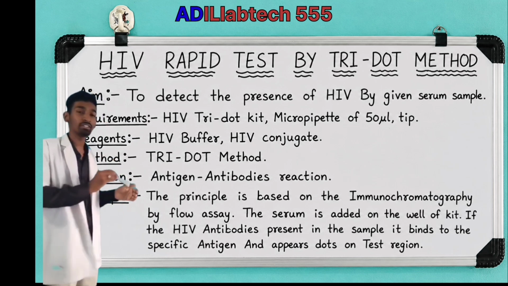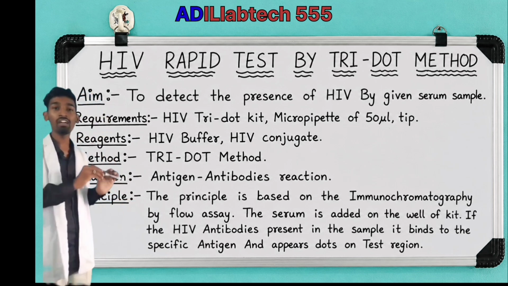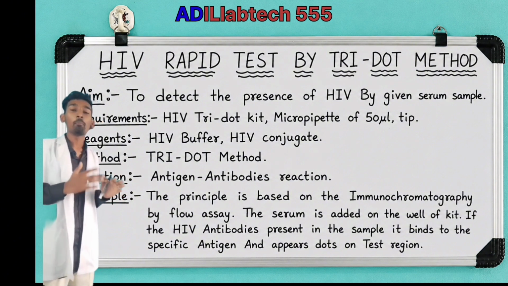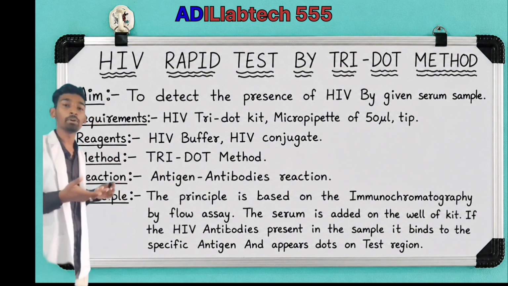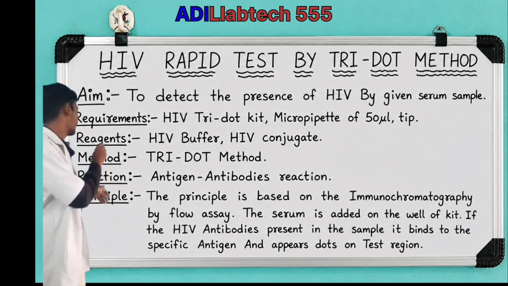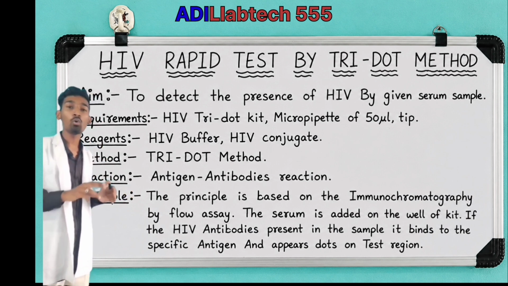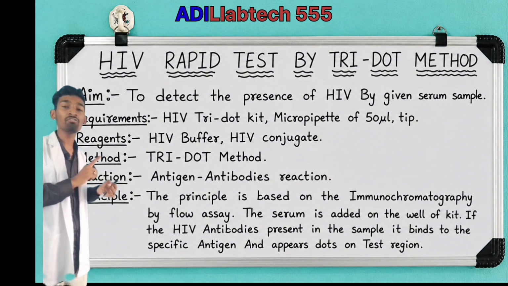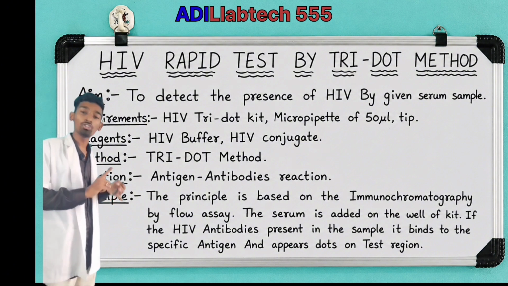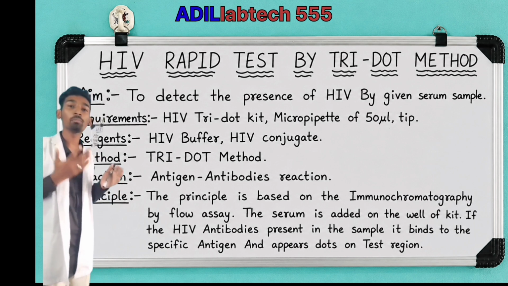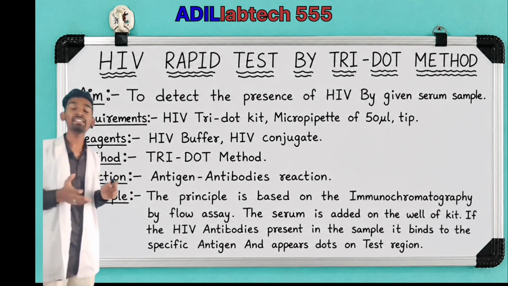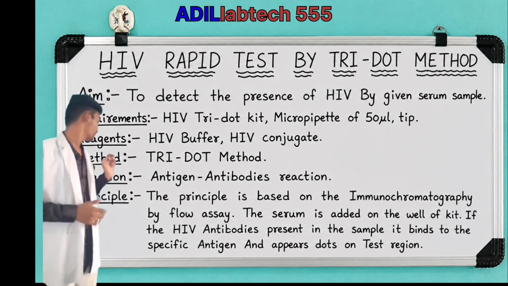Next is requirements. We need requirements like HIV TRI-DOT kit, micropipette of 50 microliters, and sterile tip for the serum transfer. And third is reagents. We have only two reagents. First is HIV buffer, second is HIV conjugate. Fourth is method, that is TRI-DOT method. Reaction: antigen antibody reaction.